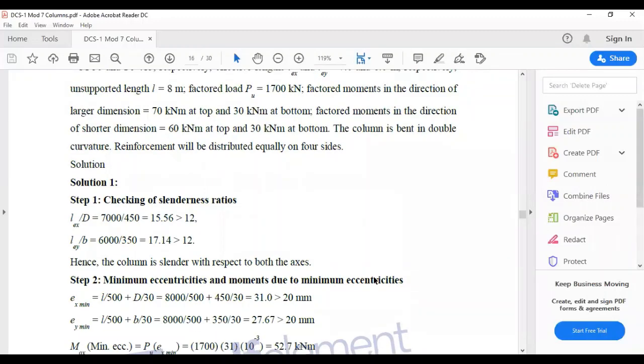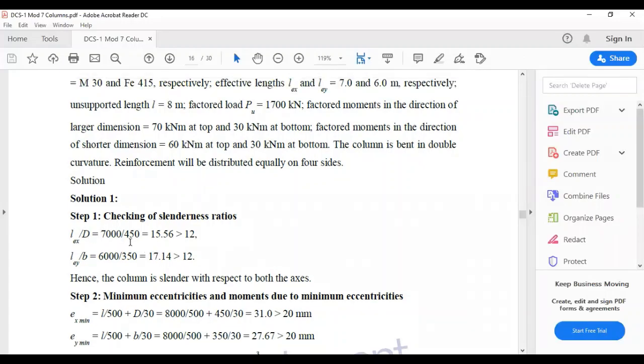So first step is to check slenderness ratio, which is given by the formula LEX upon D. LEX is 7000 mm and the value of capital D is 450, given in the question. Both these values are given. So it comes out to be 15.56, which is greater than 12. LEY by B is 6000 upon 350. This is 17.14. It is also greater than 12. So this means that the column that we are going to design is slender with respect to both the axes.